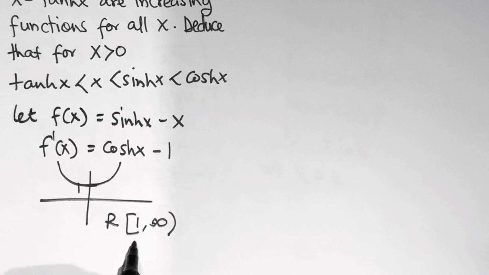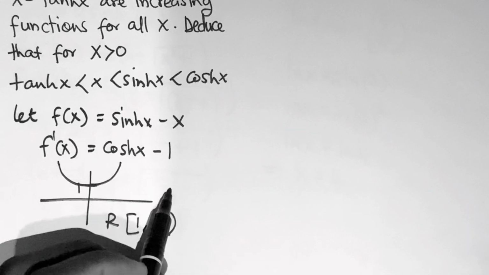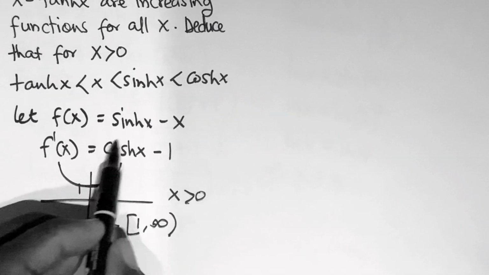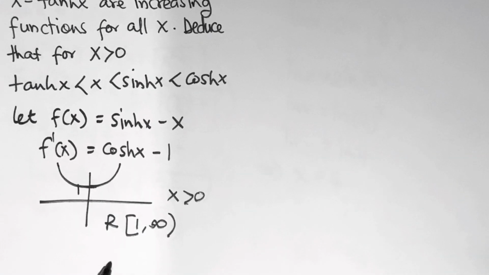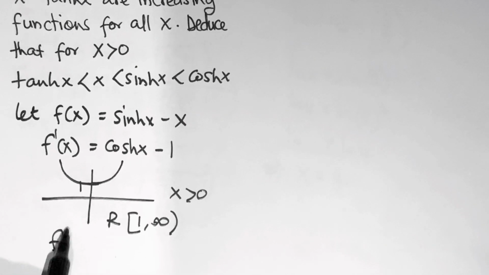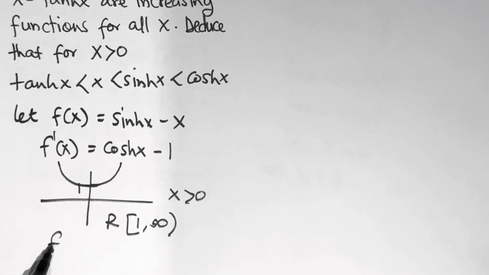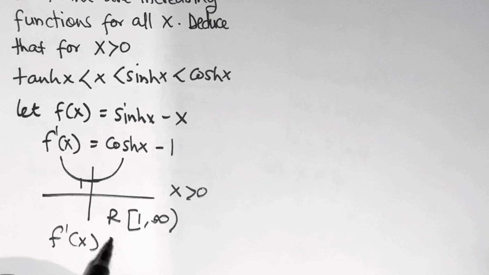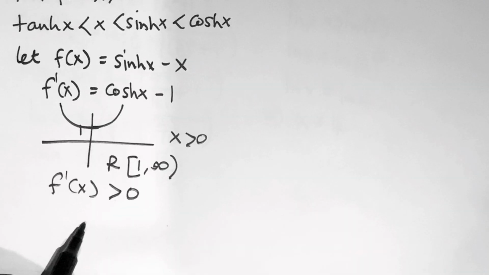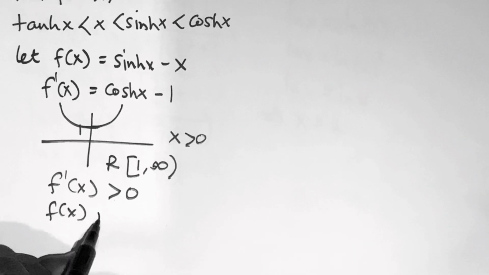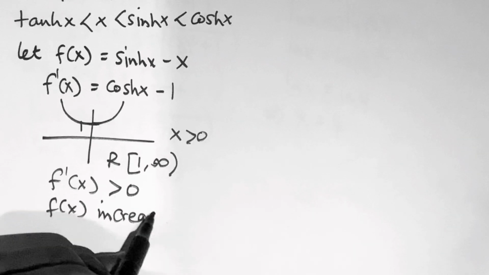So it means that for x greater than 0, cos x is always going to be greater than 0. And therefore, cos x minus 1 is always going to be greater than 0, and therefore f prime of x is greater than 0. So now, if f prime of x is greater than 0, it means that this function, f of x, is an increasing function.